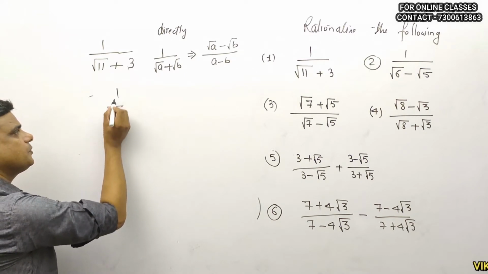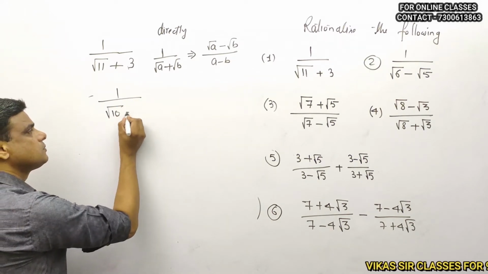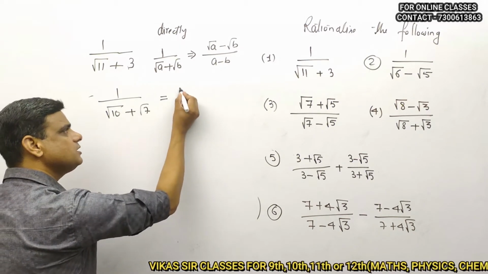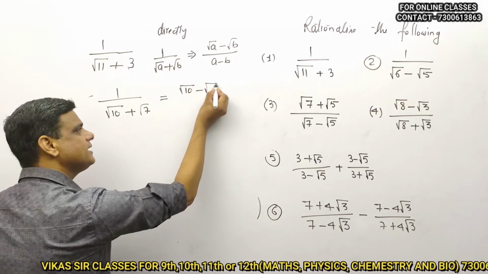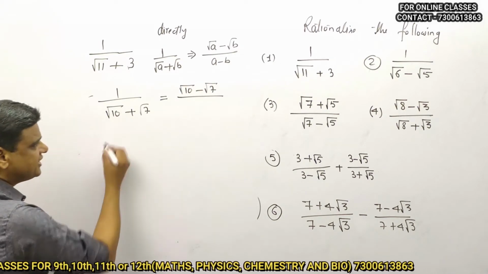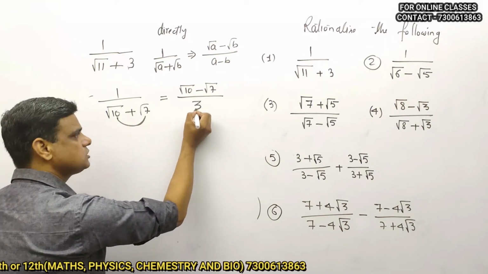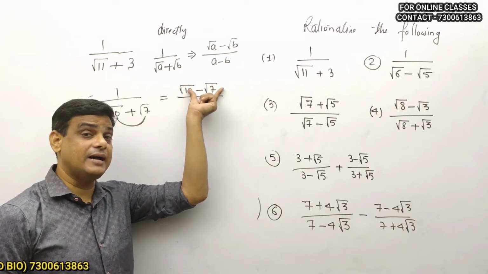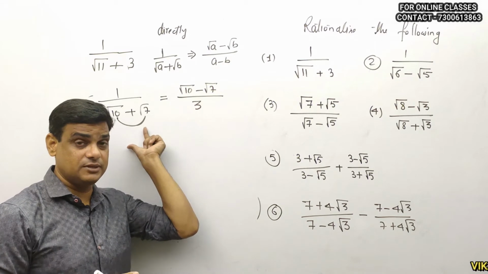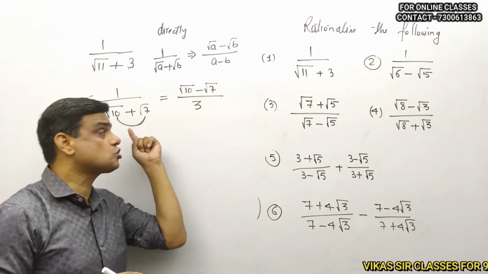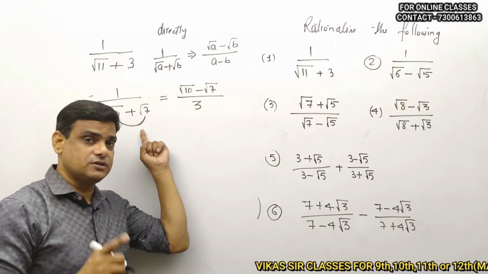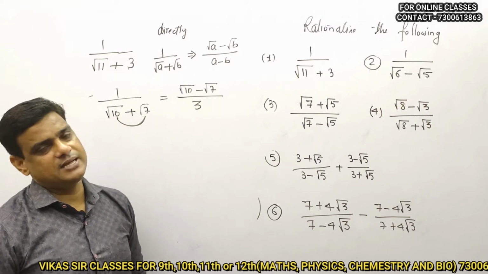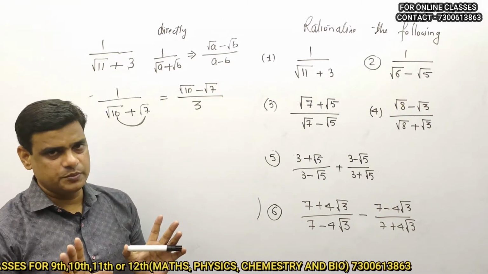1 upon root 10 plus root 7. Now you want to know the answer. The answer will be root 10 minus root 7 upon the difference. 10 minus 7 is what? 3. So if it is root 10 plus root 7, it has to be root 10 minus root 7, the conjugate of this number, over the difference between the squares of root 10 and root 7. Root 10 square is 10, root 7 square is 7, so the difference is 10 minus 7, that is 3. It would be clear, I am sure.